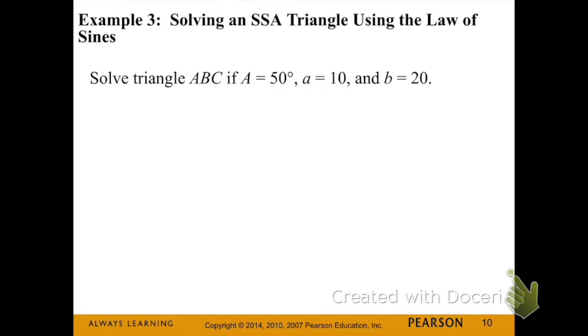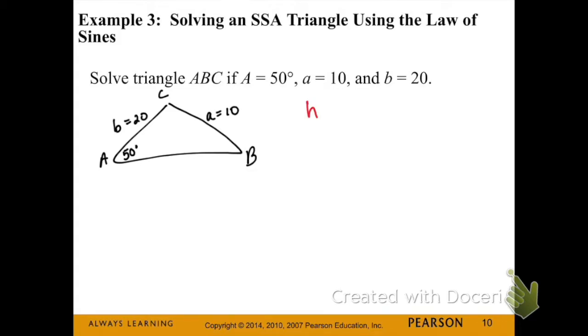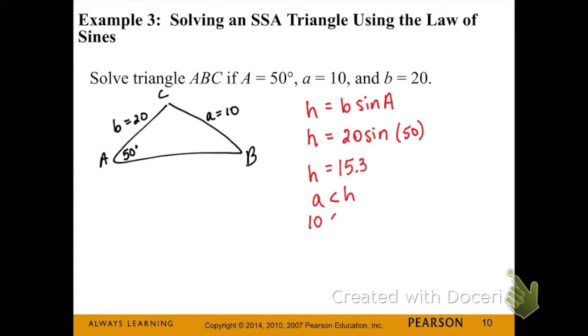Example 3, we have a side-side angle triangle. So the first thing we're going to need to do is find h and compare it to side a. So here's my triangle drawn out. Again, I always put C on the top, A on the left, B on the right. It's good to get in a habit like that. And now we're going to find h. So we see that side A is less than h, so no triangle exists. So the information that we're given, no possible triangle exists, and that's just our answer.